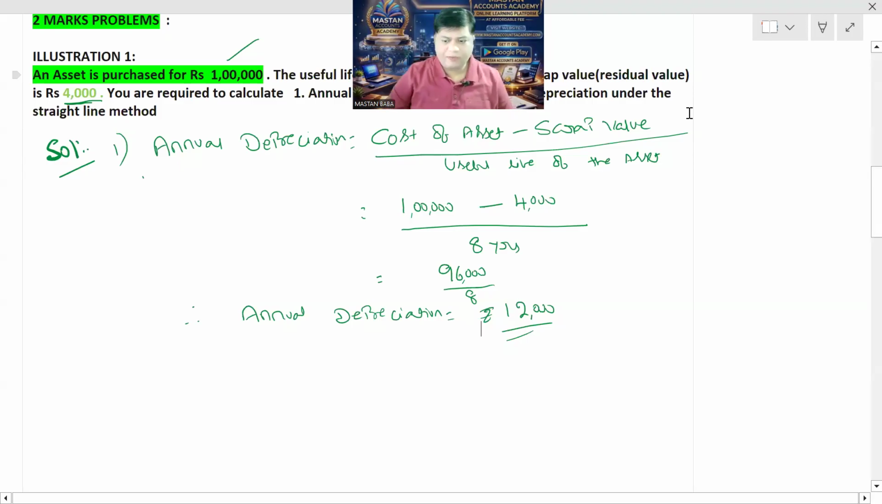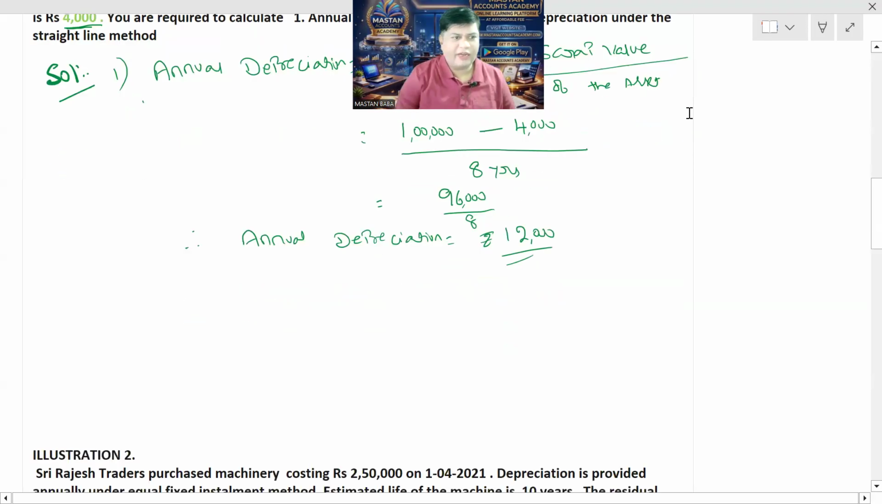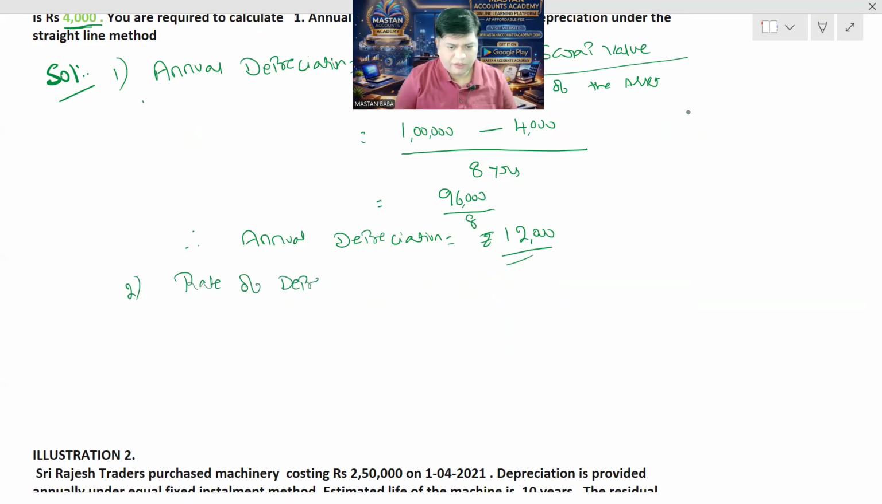After calculation of the annual depreciation, dear students, the second step is to calculate the rate of depreciation. What is the formula for rate of depreciation? Rate of depreciation is equal to annual depreciation divided by cost of asset, into 100. And what is the annual depreciation that we calculated?